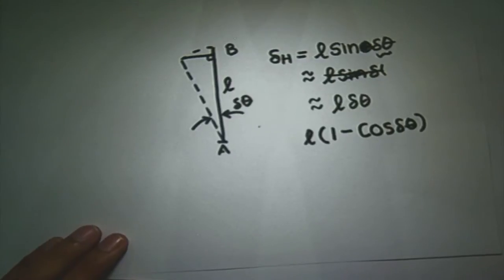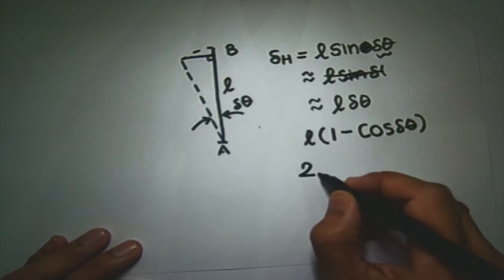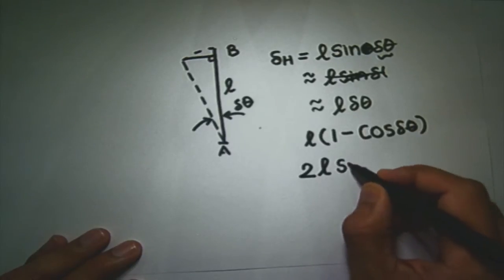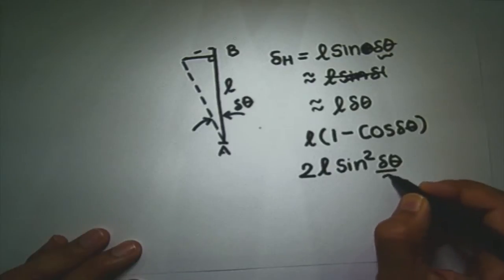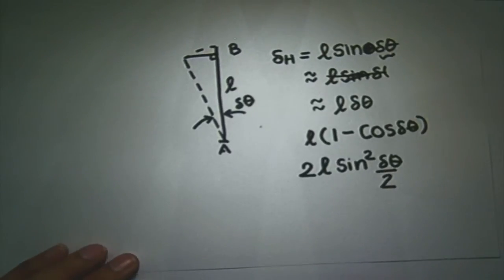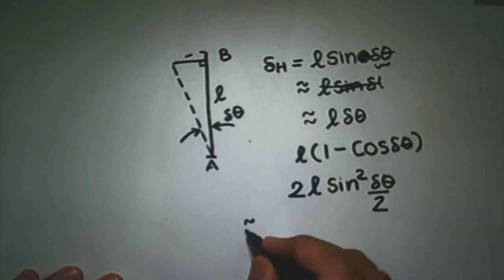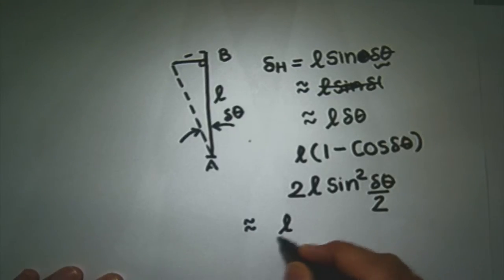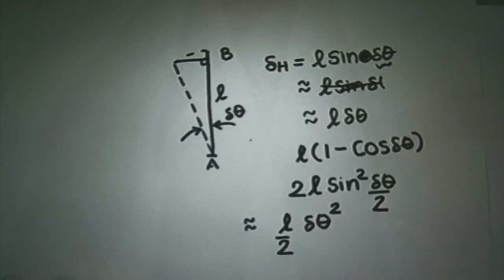You agree with me? If I rewrite this expression, what does this become? 2L sine square delta theta by 2. Now, when sine delta theta is small, can't I rewrite it approximately as L by 2 delta theta square? Okay? Now, note one thing.